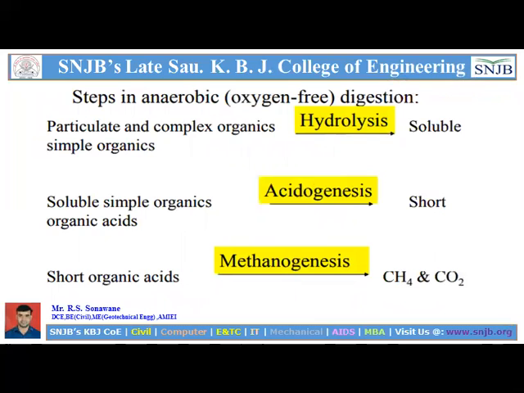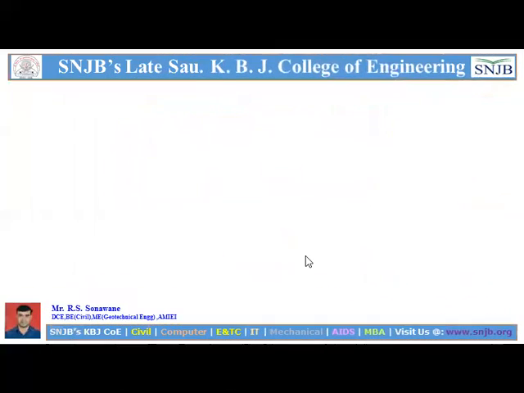So in anaerobic, oxygen-free digestion, the particulate and complex organics go through hydrolysis to become soluble simple organics, which go into the acidogenesis stage as short organic acids, and those organic acids go to the methanogenesis stage, giving CH4 and CO2, that means methane and carbon dioxide gas. This is a very simple three-stage process followed in anaerobic digestion: hydrolysis, acidogenesis, and methanogenesis.